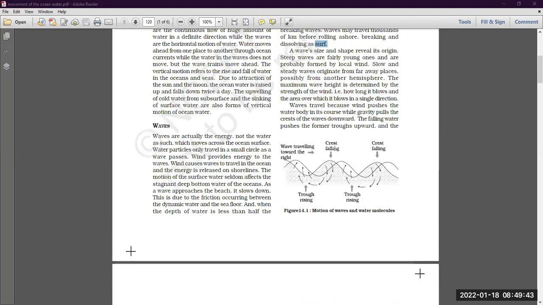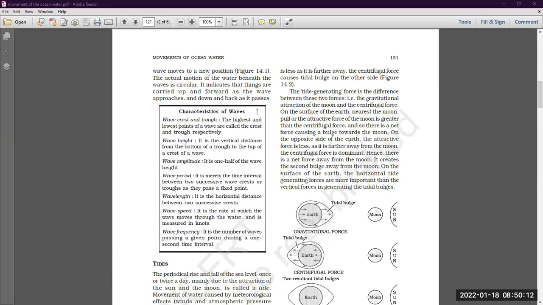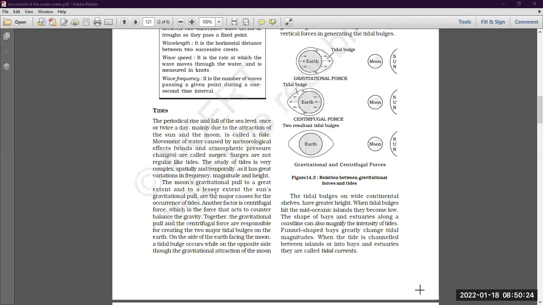And if we are talking about wave height, you can see wave height is the vertical distance from the bottom of the trough to the top of the crest. So the vertical distance between the highest point and lowest point of any wave is the wave height. We clarified this in the last class in figure 14.1. These are some of the characteristics of waves that we already discussed: wave crest and trough, wave height, wave amplitude, wave period, wavelength, wave speed, and wave frequency.